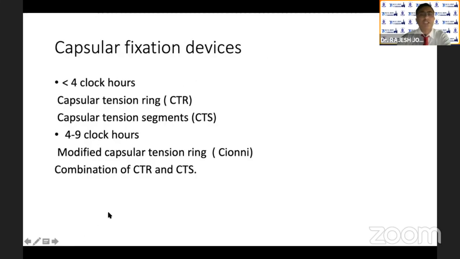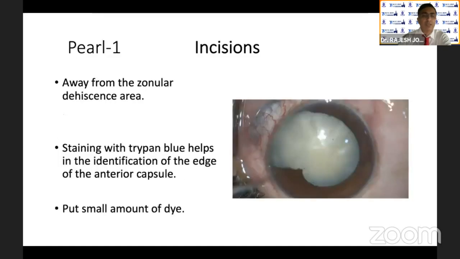Now, there are various fixation devices which are available and you have to choose them judiciously depending upon the clock hours of the subluxation. If you have less than 4 hours of subluxation, then you can fix the bag with the help of a capsular tension ring or with the help of capsular tension segments. If you have subluxation between 4 to 9 o'clock hours, a modified capsular tension ring, that is Cionni ring, or a combination of capsular tension ring and segment.